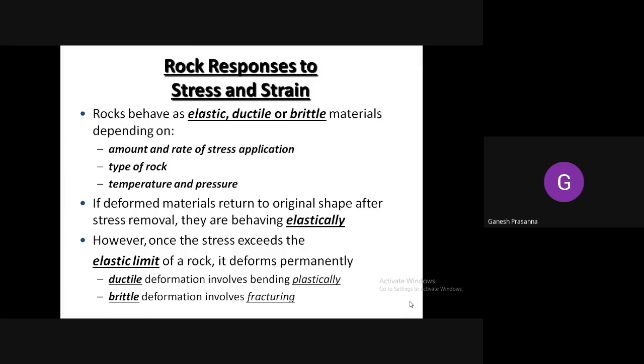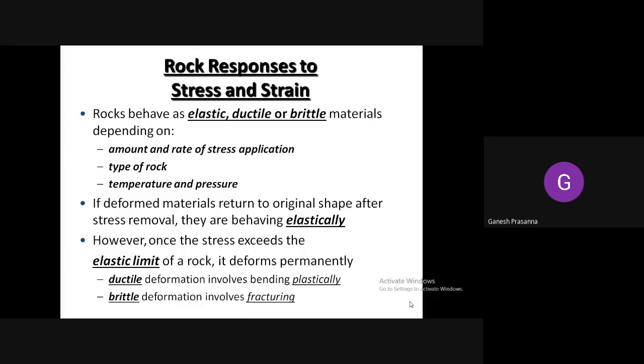There are three important ways the rocks behave to the stresses and strains. That is, three types of deformation occur: elastic deformation, ductile deformation, and brittle deformation, which is again dependent on the amount and rate of stress that is applied, the type of the rock, and also the temperature and the pressure. These are the important factors for the deformation of the rocks, that is elastic deformation, ductile deformation, or brittle deformation.